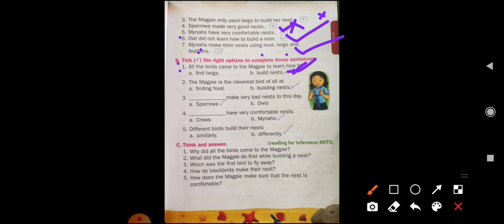So here all the birds came to the magpie to learn how to build nest. Yes, option B is right. So children, now the magpie is the cleverest bird of all at building nest. Yes children, so the magpie is the cleverest bird of all at building nest. Then a sparrow makes very bad nest to this day.